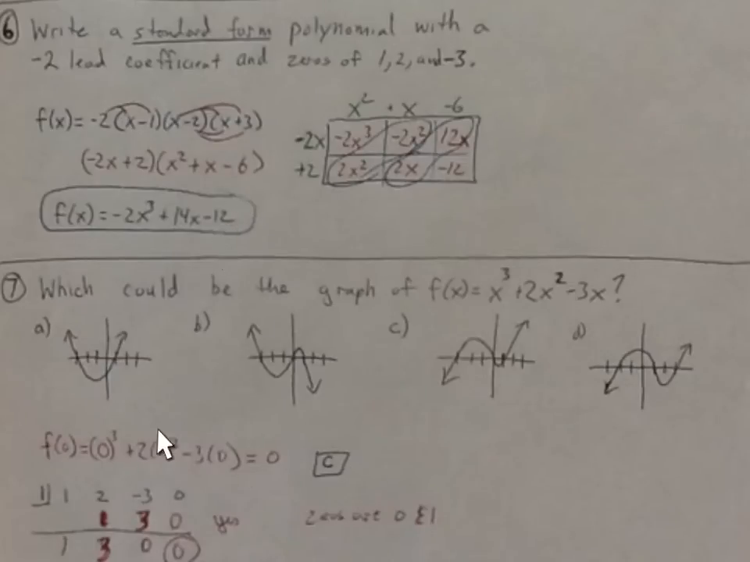Alrighty, and the last one here, which would be the graph of f of x of this function. Well, first of all, if you're choosing multiple choice, this is x cubed, so you know right away it's not going to be x squared, parabolas. I know it's a positive x cubed, so I know it's not going to be a negative downhill one, so it's one of these two.